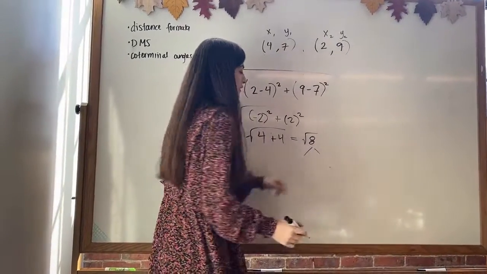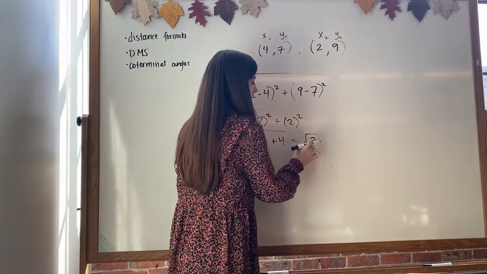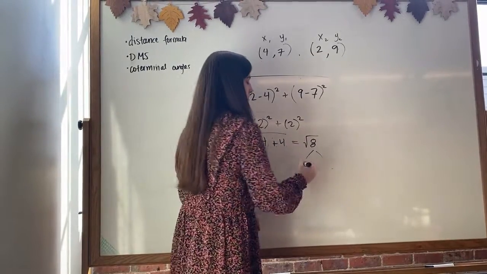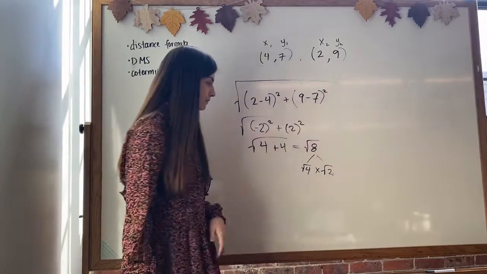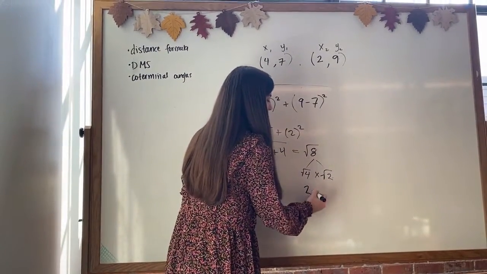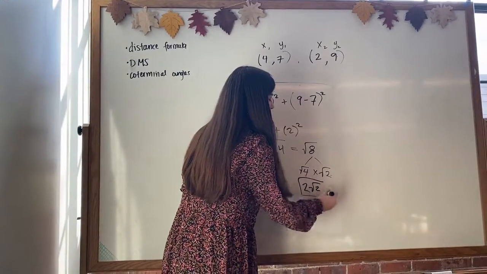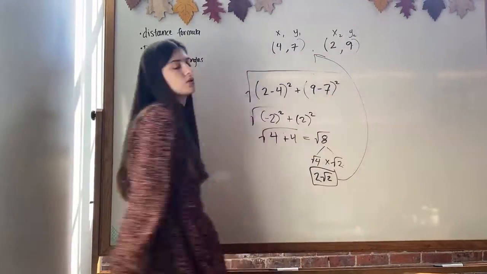Okay, we're just going to reduce this down. We're going to try to find a perfect square within this. We know that 8 can be divided by 4 and 2. So this becomes the square root of 4 times the square root of 2. What's the square root of 4? It's just 2. So 2 times root 2. And then that's your distance between those 2 points.